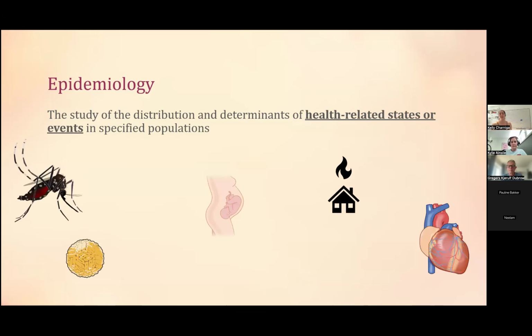So by health-related states or events, we mean anything that can cause disease, disability, or death in populations. So that could be an infectious disease like Zika virus, which is spread by mosquitoes. It could be you're tracking teen pregnancy or accidents like house fires, or chronic diseases like cardiovascular disease.